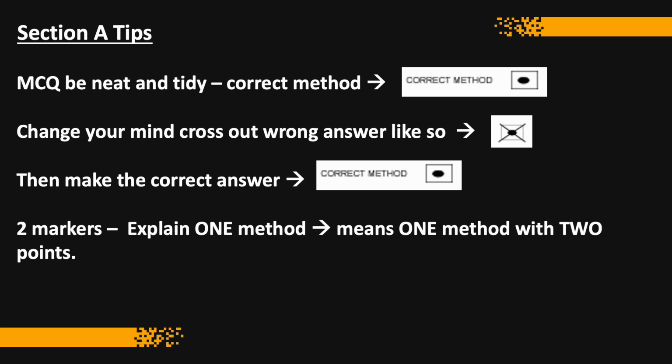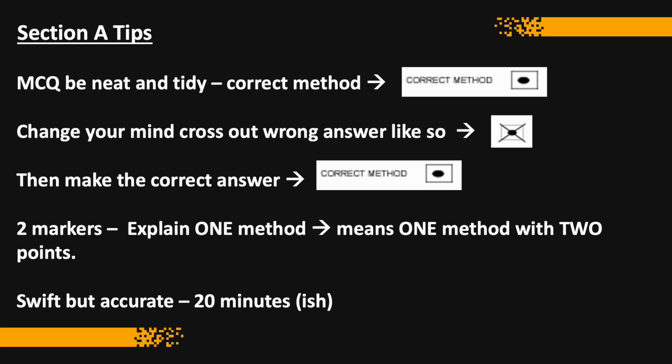2 markers. Now, Section A, you'll have lots of 2 markers. Likely to be explain, and they have 1 in bold. It cannot be in huge font, underlined, italic. It will just say 1 in bold. Listen to it. That means explain 1, not 2. Explain 1 method means 1 method with 2 points to get those 2 marks.